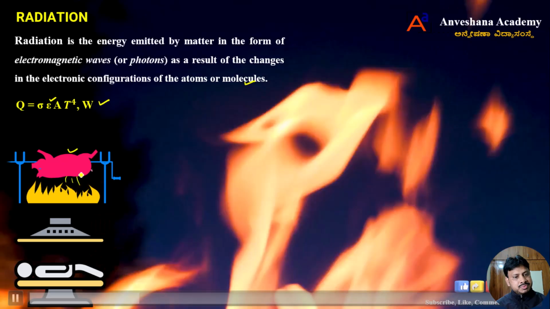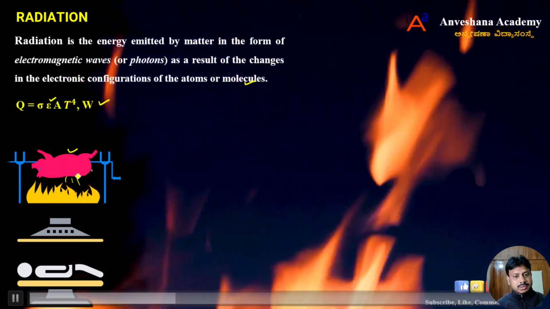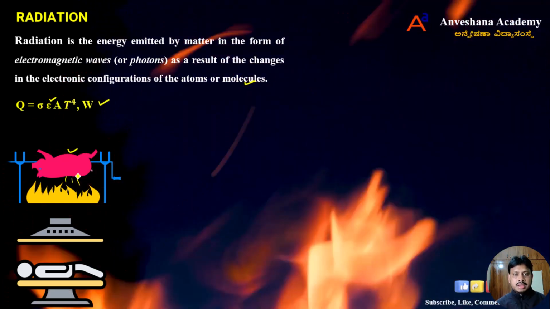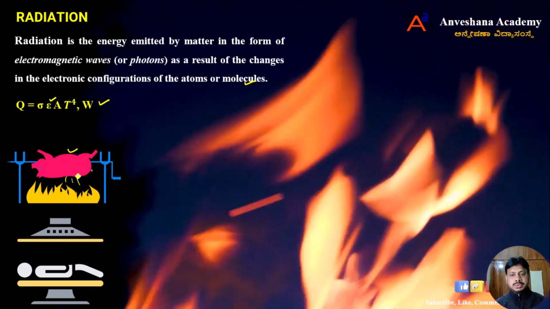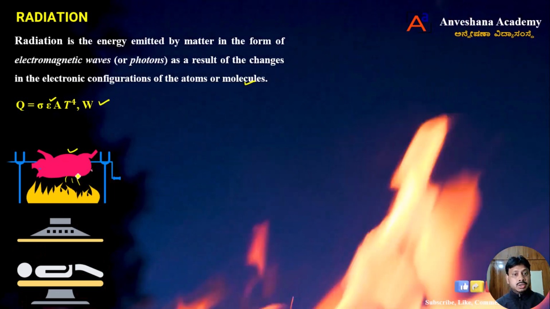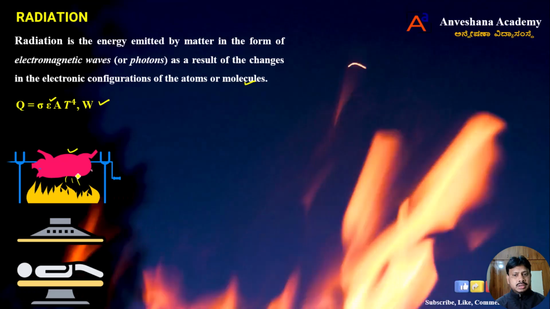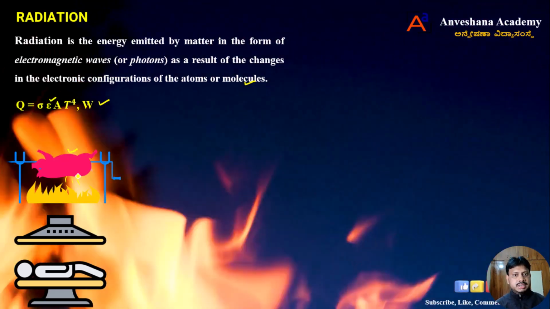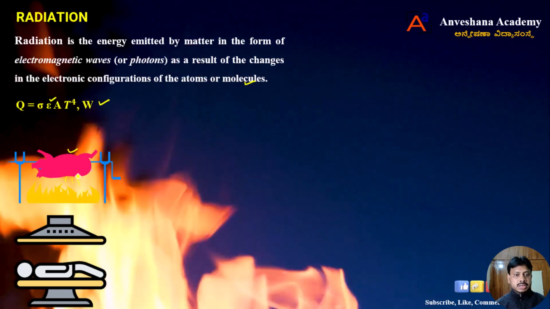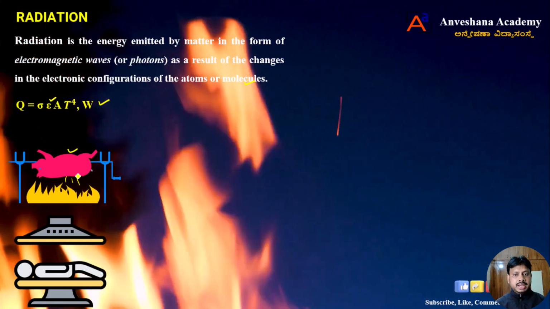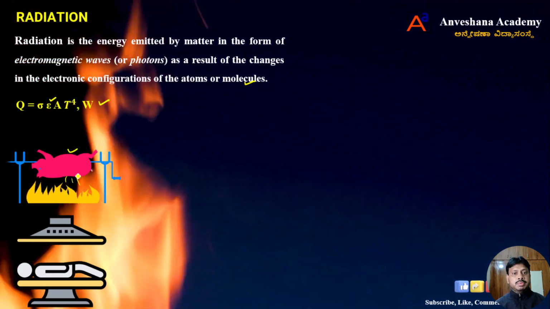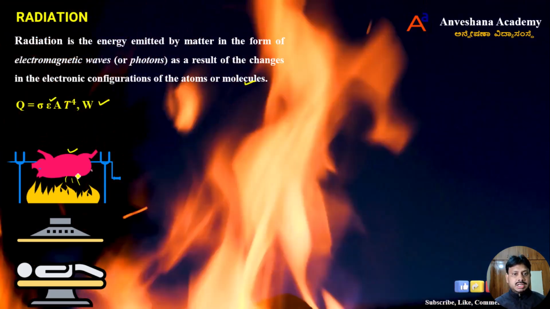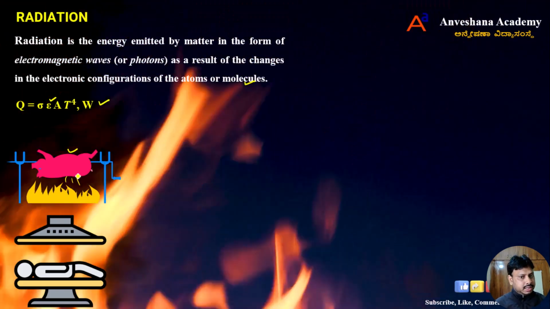But in conduction, due to physical contact of molecules, heat is going to transfer. But in convection, heat is going to transfer from one part to another part due to molecular motion or due to fluid media. That is convection heat transfer. When it comes to radiation heat transfer, there is no physical contact, and no fluid media is required to transfer heat from one point to another point. That type of heat transfer we can call radiation heat transfer, dear students.